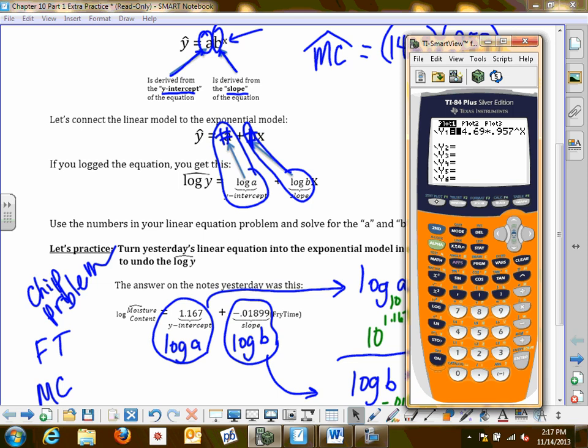So I put it in here, 14.69 times 0.957 to the x power, and watch, here we go. I'm going to graph or plot the original L1 and L2, which was curved. But I have come up with the equation that fits that curve, and here it goes.